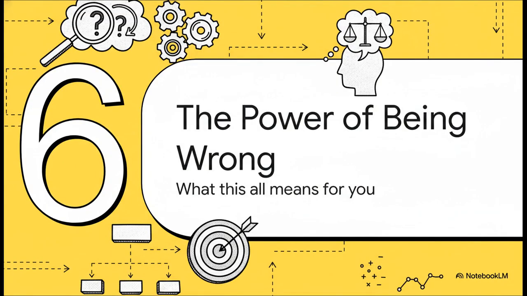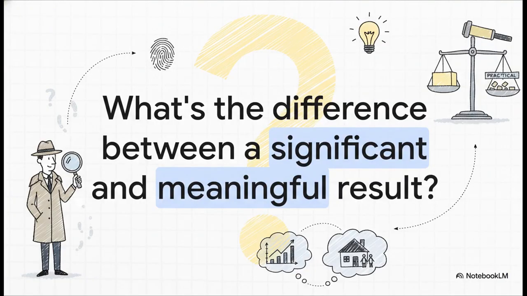So let's just step back for a second and look at the big picture here. This whole process, this kind of structured skepticism, it's not just for scientists. It's a really powerful way of thinking for anyone who has to make decisions when they don't have all the answers. So, what have we learned? Hypothesis testing is an amazing tool. It gives us a structured way to challenge the status quo with evidence, and it protects us from getting fooled by just random luck. But that leaves us with one last really important question.